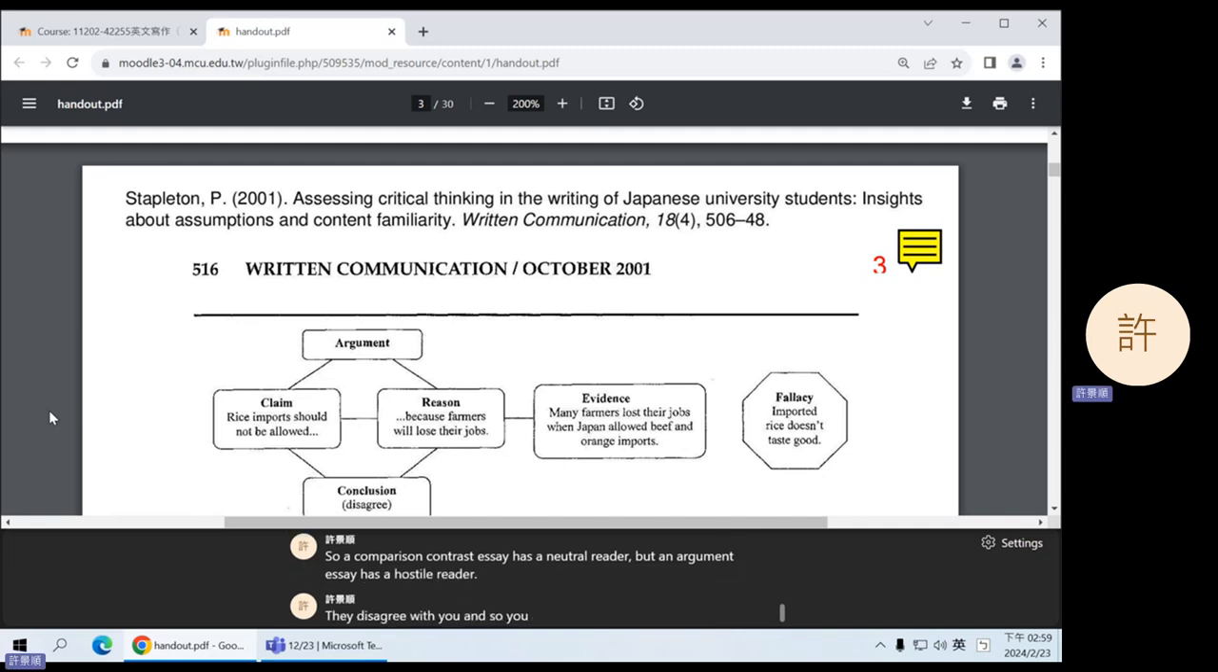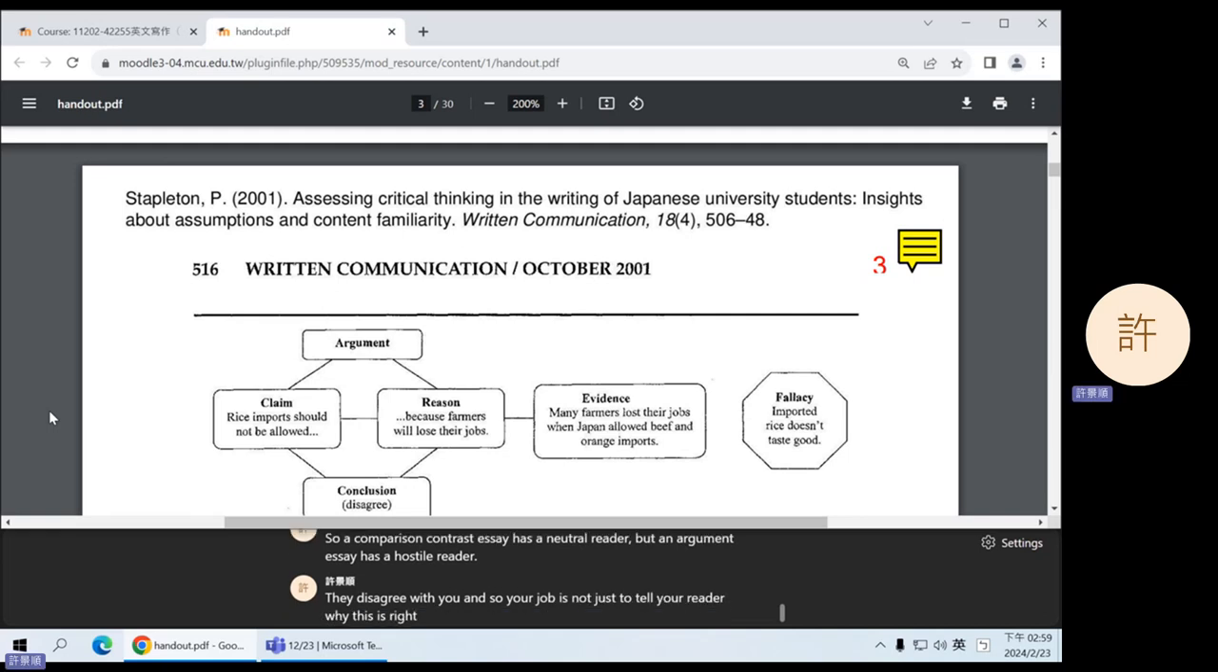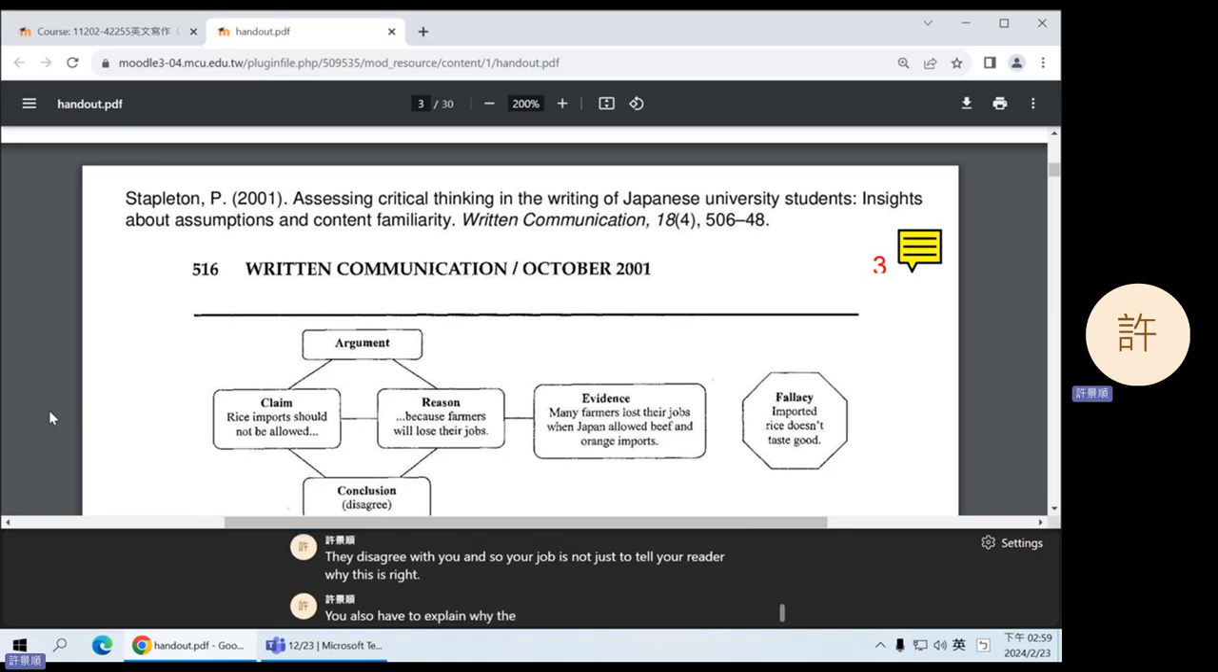And so your job is not just to tell your reader why this is right. You also have to explain why they are wrong. So you have to attack and defend. A good argument essay will leave no stone unturned. A good argument essay will respond to every single point. So that's what makes an argument essay hard, because you don't actually have somebody to argue with. You have to imagine what the other person is thinking.